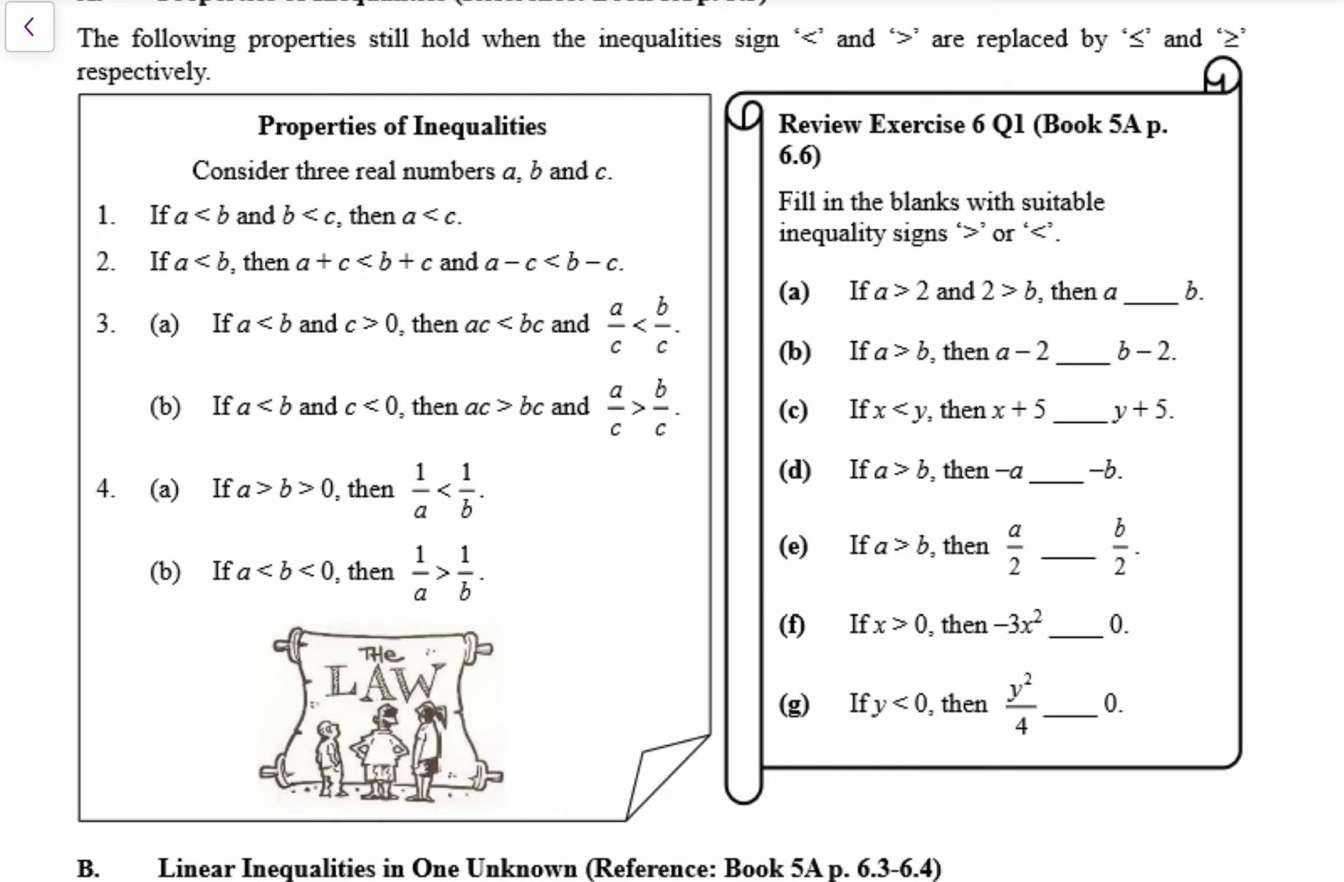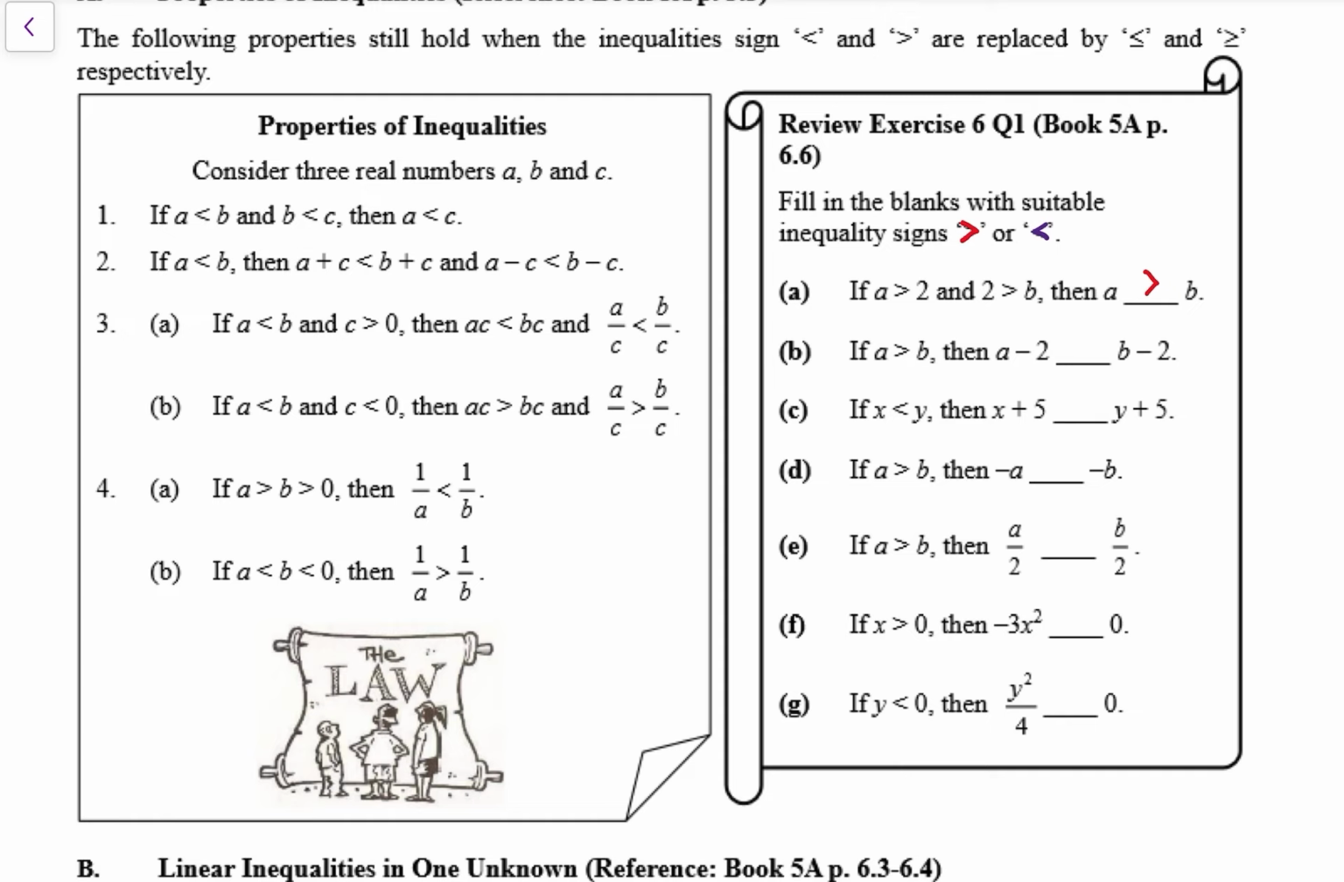So we are going to put in the inequality sign, greater than or less than, in the blank. Part A: A is greater than 2 and 2 is greater than B, so it follows that A is greater than B.